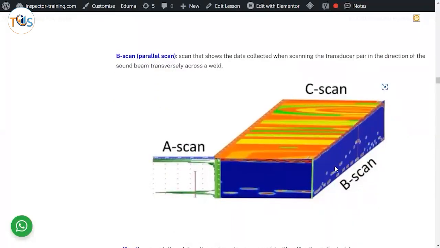If you're scanning from the side, the cross section is a B scan. The C scan is the plan view from the top, and the A scan is actually this, a very good representative of that. So A scan is a linear one, just through the thickness. The B scan is cross section, and the C scan is the plan.